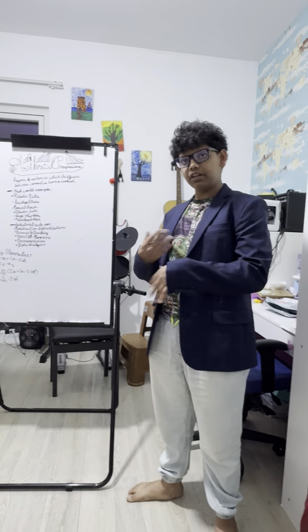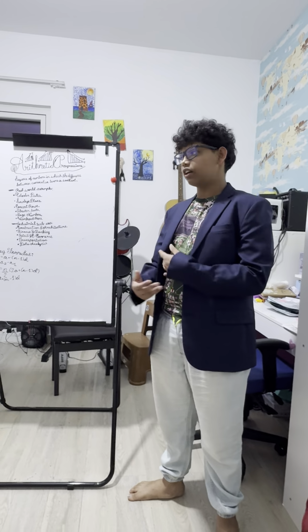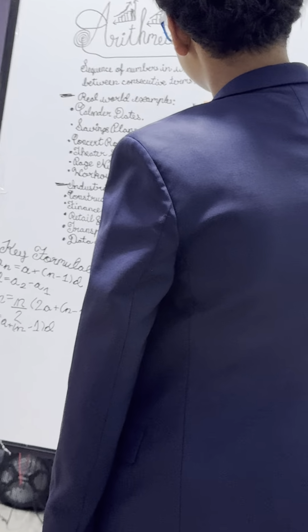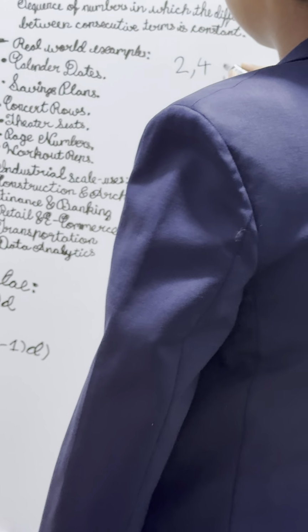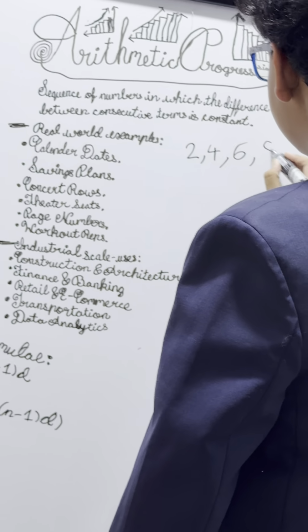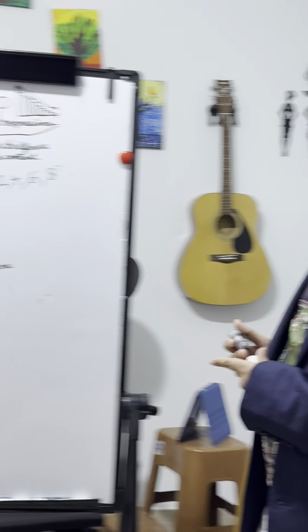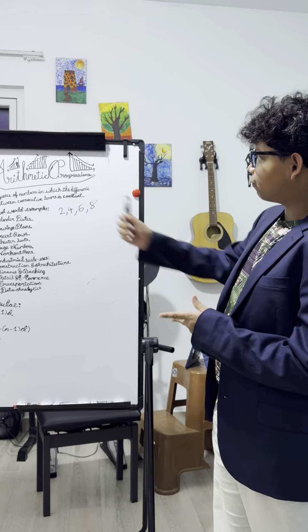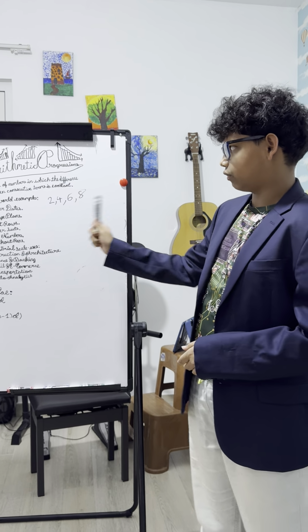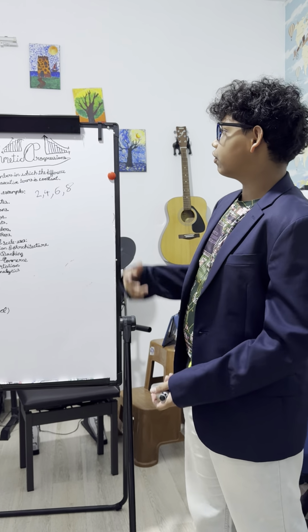Now, if you didn't understand that, I'll take an example. Let me take an example of an arithmetic progression. An excellent example can be even numbers. Now, even numbers include numbers such as 2, 4, 6, 8. These are a sequence of numbers. Now the difference between the consecutive numbers. So, of course, they're consecutive and they have a constant difference.